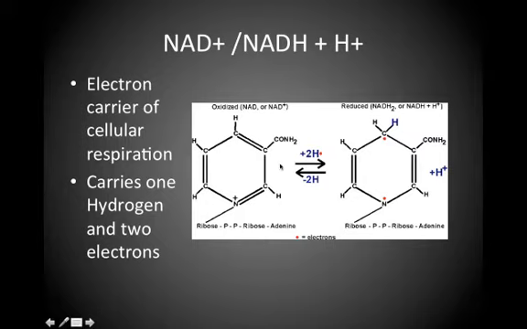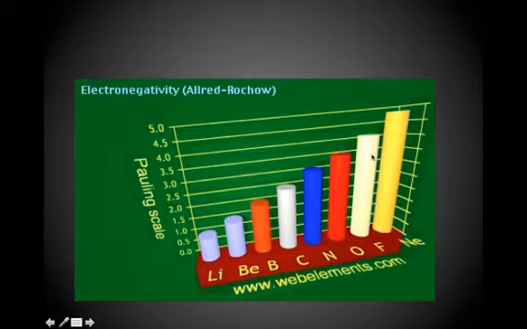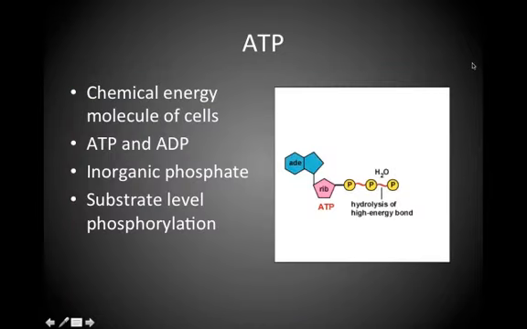Electrons being carried from one place to another is generally done by the universal carrier, NADH in the reduced form. And electronegativity is very important. We talked about ATP. It's the chemical energy.